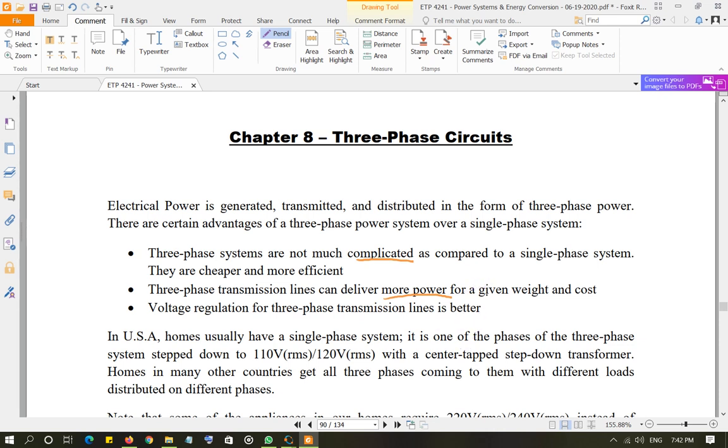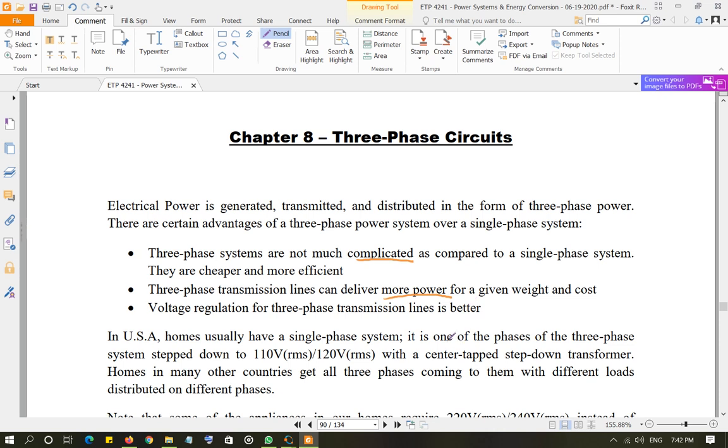Now, in America, we have only a single phase out of the three-phase system coming to our homes. So all of our homes are equipped with a 110 volt RMS, 60 hertz system for most of our appliances and most of our sockets. We also get 220 volt for the appliances that are heavy in load and require more current. But even those 220 volts are still coming from a single phase, as you will see shortly.